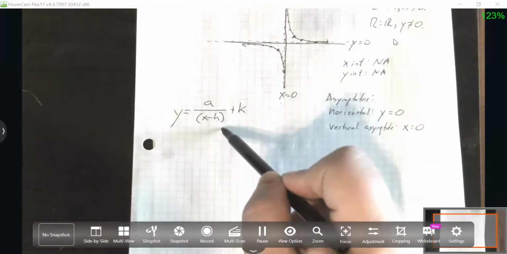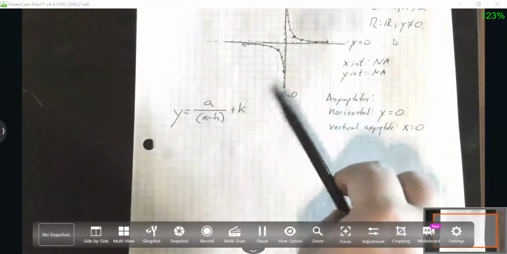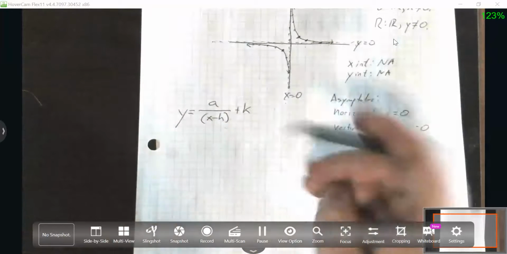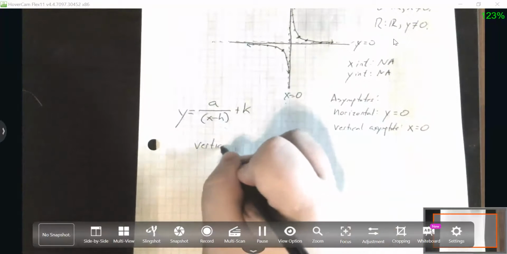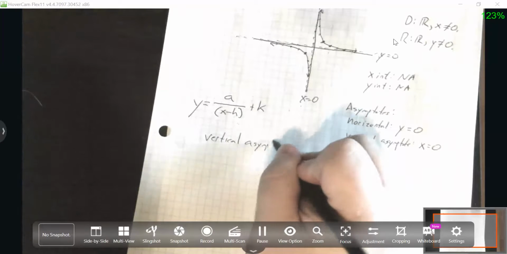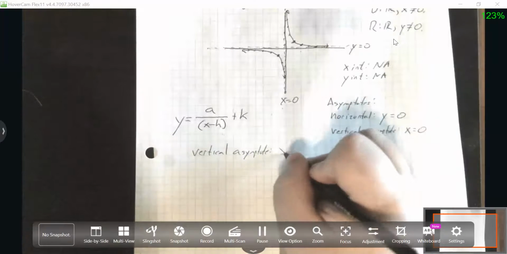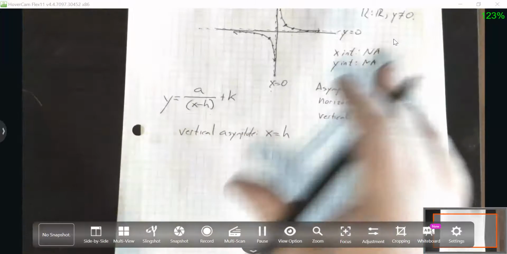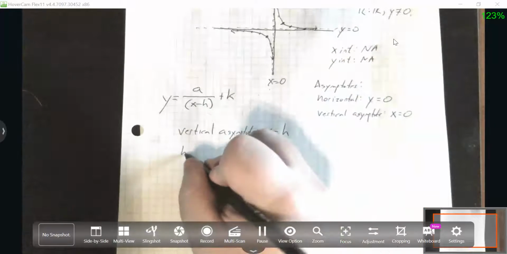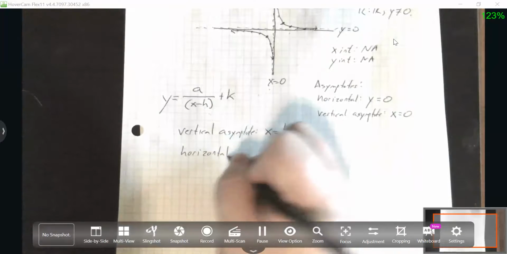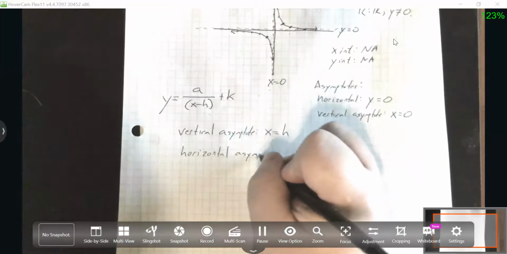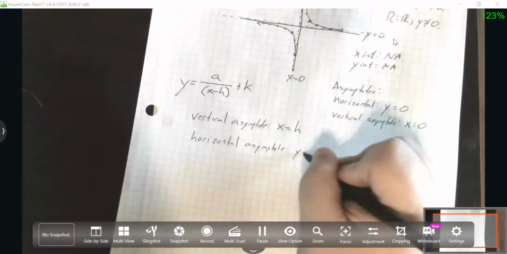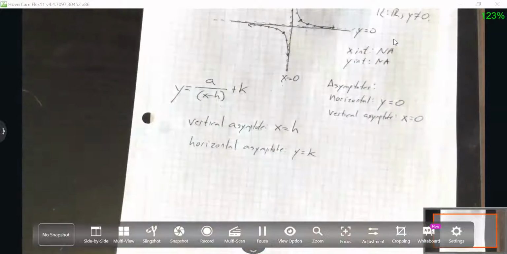Since H is a horizontal translation, moving the whole thing left and right, H is going to correspond to the asymptote that we need. So our vertical asymptote is actually always going to be x equals h. Our horizontal asymptote is going to correspond to just how far up and down the whole thing is moved. So our horizontal asymptote is just going to correspond to y equals k. So this provides a nice, easy way to get the starting asymptotes if we have an equation in this format.